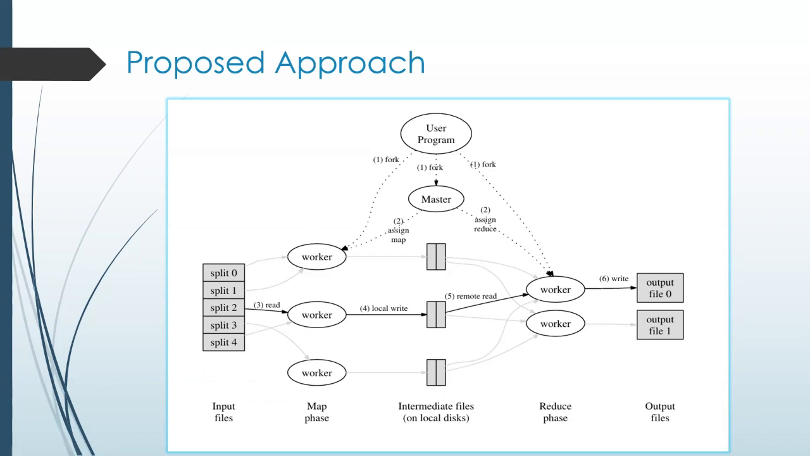MapReduce incorporates master data structures. The master stores the state of the map and reduce tasks, which is idle, in progress, or completed, and the identity of worker machines. For each completed map task, it stores the location and sizes of the intermediate file regions produced by the task. So, how do we solve the previous problems or challenges that we have discussed earlier?